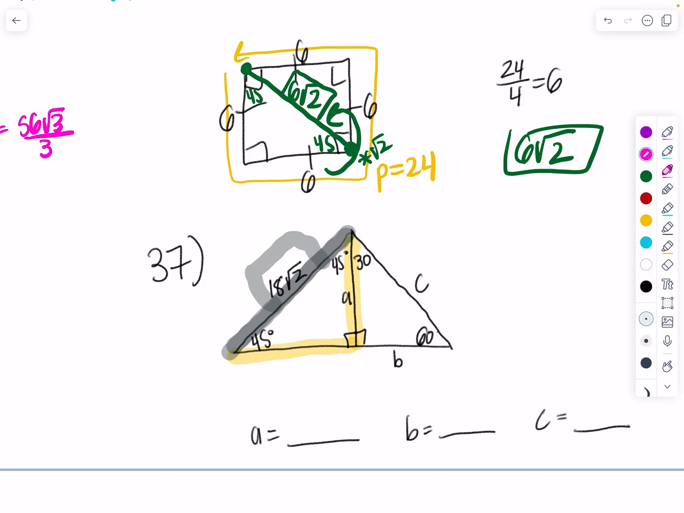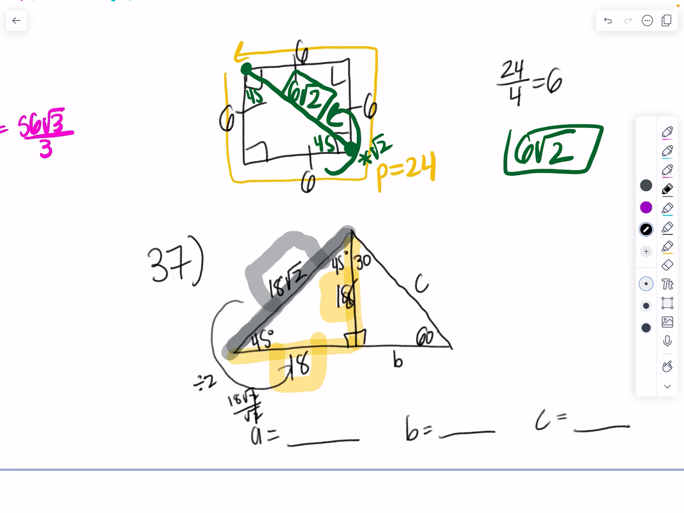So if that is 18 root 2, how do I go from the hypotenuse in a 45, 45, 90 to a leg? I'm going to divide by root 2. So I'm going to do 18 root 2 over root 2. Those root 2's cancel out, and both of these yellow legs are going to be 18. So this is 18, and then A is also going to be 18. Both of those legs are 18.